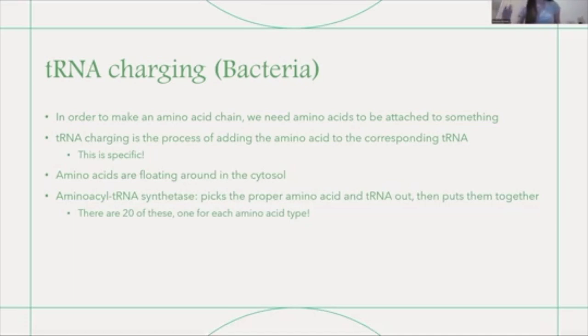So let's say glycine. It'll go to grab glycine, and then it'll look at the tRNAs and say, okay, you match up with glycine, put them together. And now that tRNA is charged or loaded, and then it can go over to the ribosome, insert it into the correct site, and start making that amino acid chain. So we're constantly having amino acids floating around, tRNAs floating around, and your aminoacyl tRNA synthetase is putting them together so that we can actually make that amino acid chain.